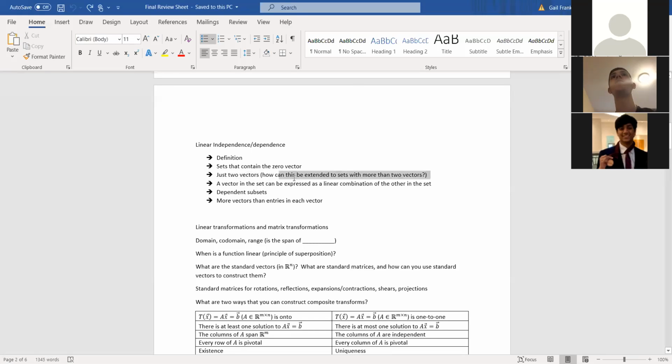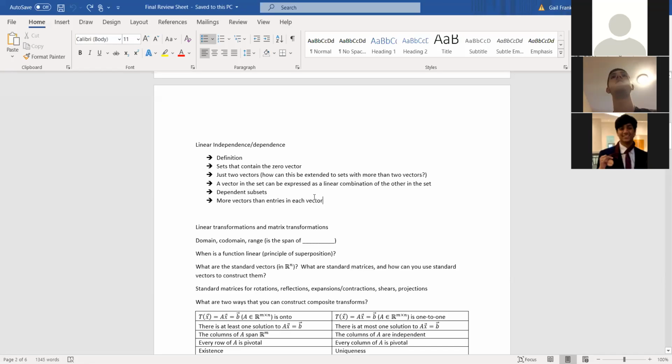And this also can be extended: if one vector is a linear combination of a couple of the vectors in the set, then the whole set is automatically dependent. Another way of saying this is if a subset of a set is dependent, then the whole set is dependent. Also, if you have more vectors than entries in each vector, then the whole set is dependent.